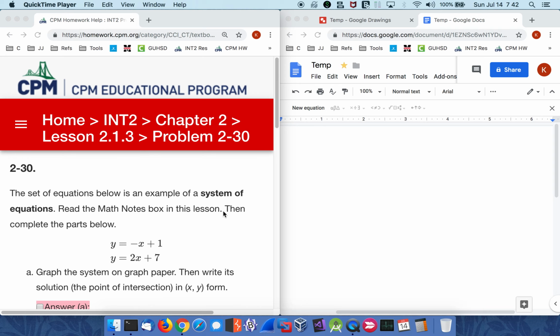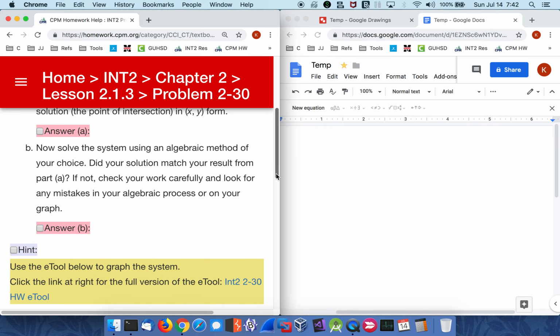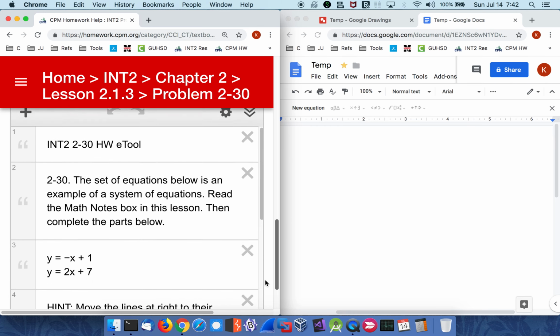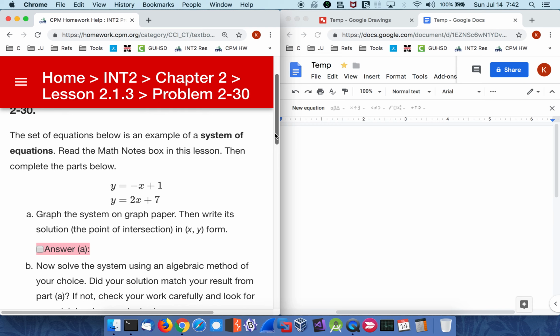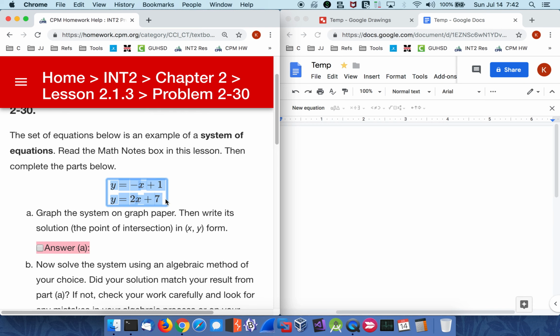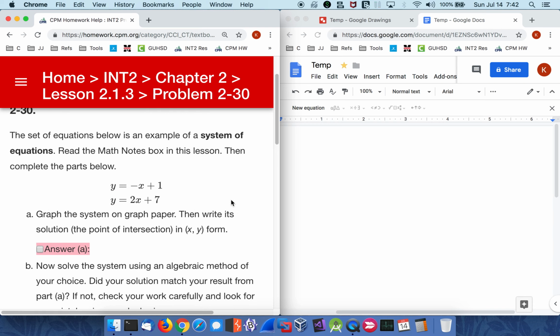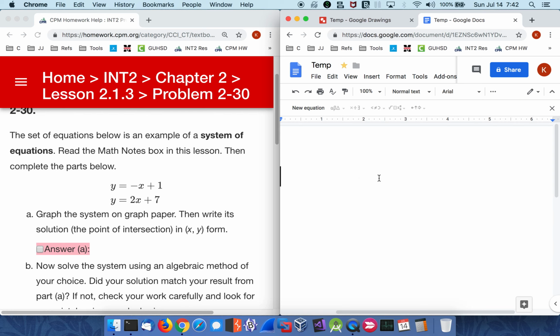Okay, so now we're on 2.1.3, and then we're on problem 2 TAC 30. So this one looks pretty easy. Well, they want us to do graphing, so we're just going to do everything but the graphing. Yeah, okay. So we just have a very simple system of equations. So I guess we can just go ahead and solve them.